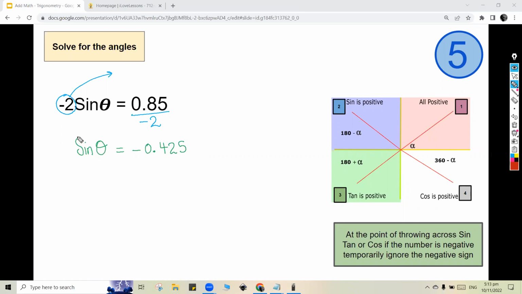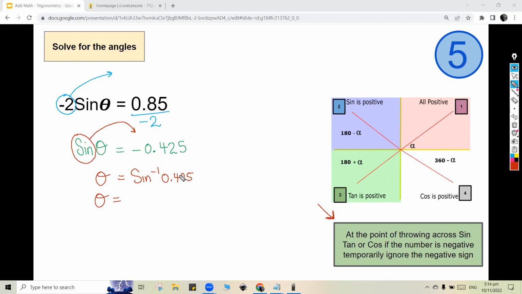Now it's time to throw across the sine because we want to solve for theta. But look at it now. When the sine jumps across and it becomes sine inverse, what type of number is he landing on? He is landing on a negative number. So now we have to apply this rule here. At the point of throwing across sine, tan, or cosine, which we are, if it is negative, we ignore the negative, and it is negative. So we're going to put positive 0.425.